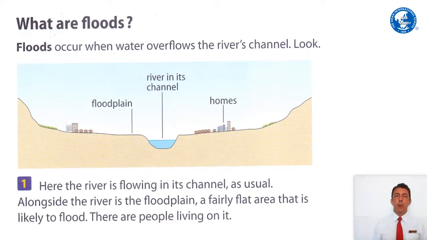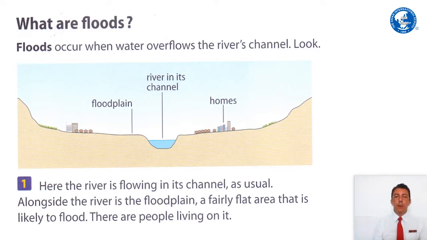So let's start with, what are floods? Well, I'm sure you've all experienced some flooding sometime, but floods occur when water overflows the river's channel. So look at this diagram. So number one, here the river is flowing in its channel. The channel is the path that the river cuts out, and the river stays in its channel.